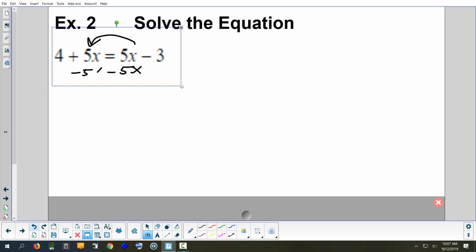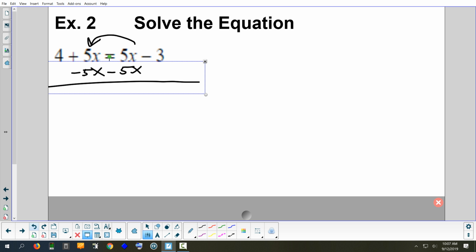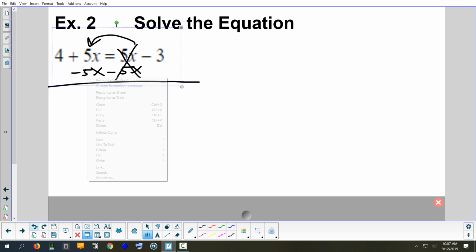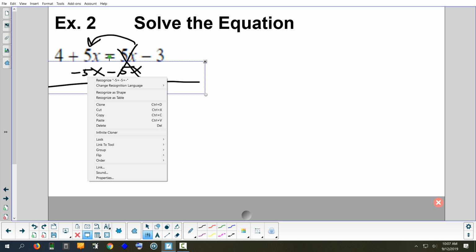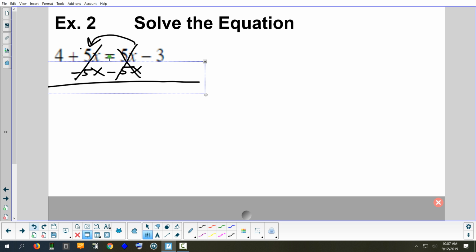Minus it. Now, this is where something weird is going to happen. Hey, watch this. 5x on the right. What's 5x minus 5x? Zero. It cancels out. Now look at the left. This has never happened before. 5x minus 5x again. How much is that? Zero. That cancels out.